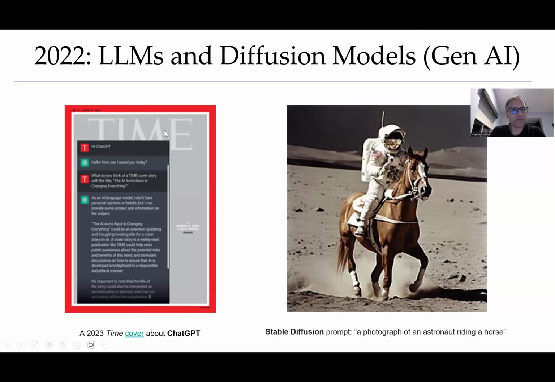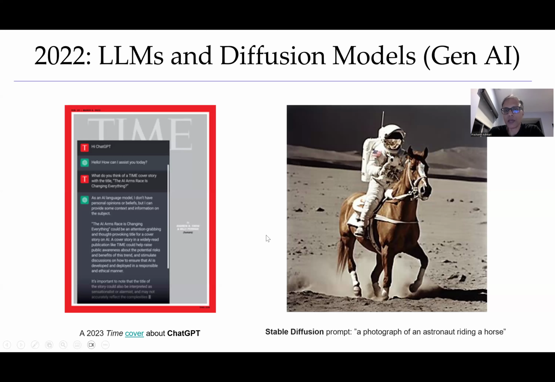And so here's a Time magazine cover about ChatGPT, and it's sort of self-referential because here it says, "Hi, ChatGPT," and it responds, "How can I assist you today?" It says, "What do you think of a Time cover story with the title, 'The AI Arms Race is Changing Everything'?" And then ChatGPT responds, "As an AI language model, I don't have personal opinions or beliefs, but I can provide some context and information on the subject." And then it talks about the AI arms race. And that was actually the cover story of Time magazine in 2023.